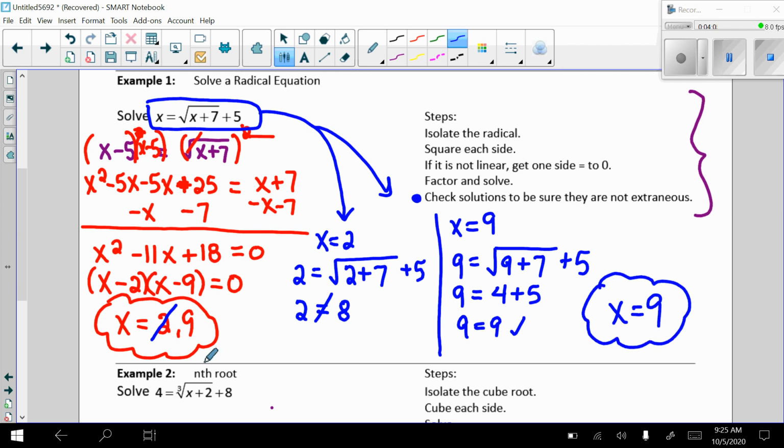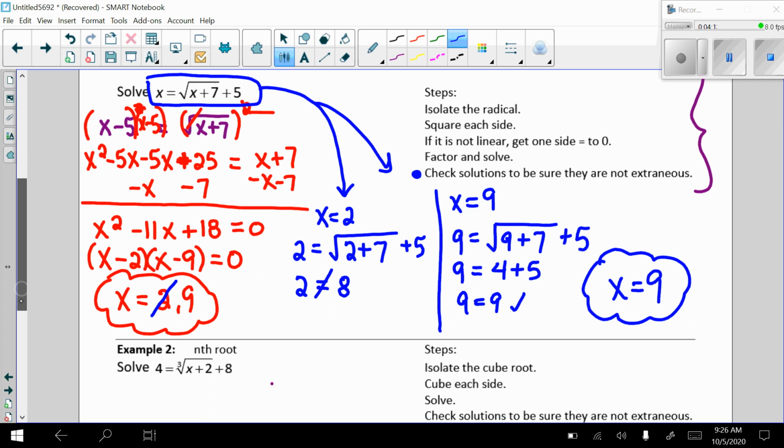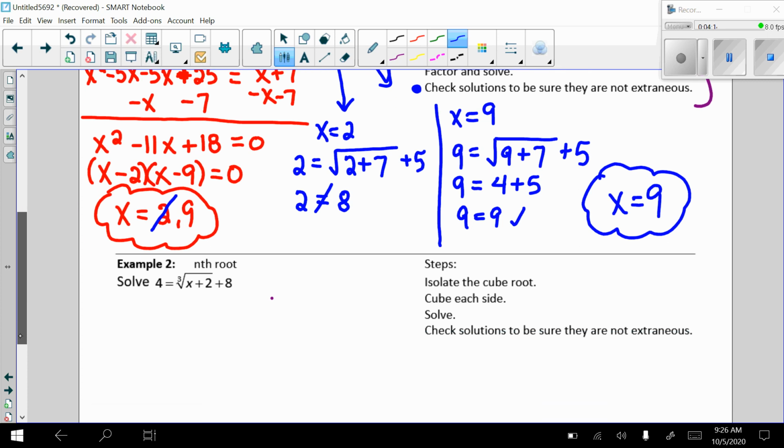Okay, so you're always going to have to test your solutions when you have a radical equation. Sometimes one of them just doesn't work. Sometimes they both don't work, and we wind up with no solution. And sometimes they'll both work.